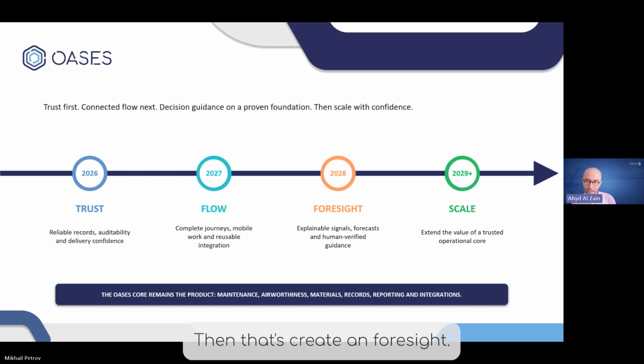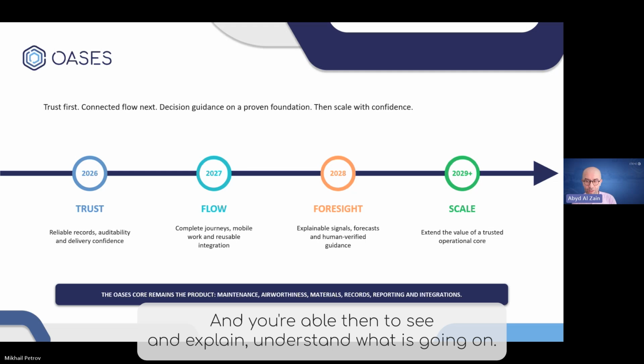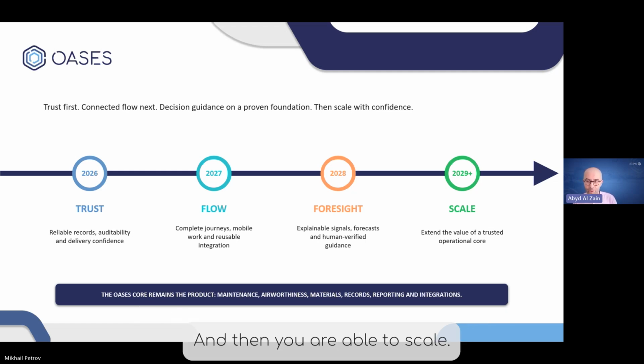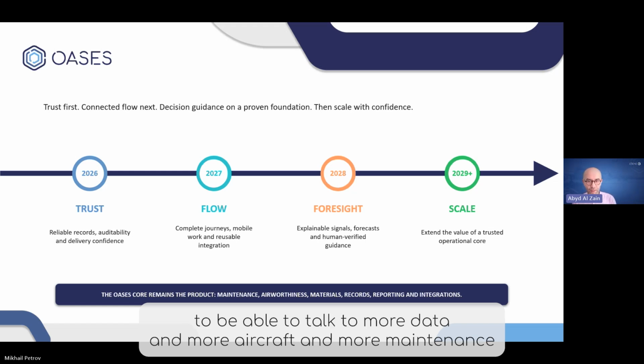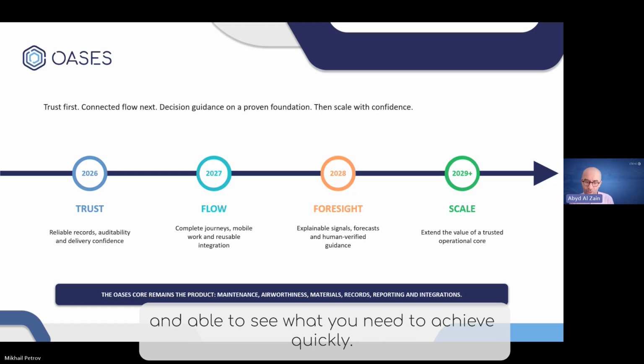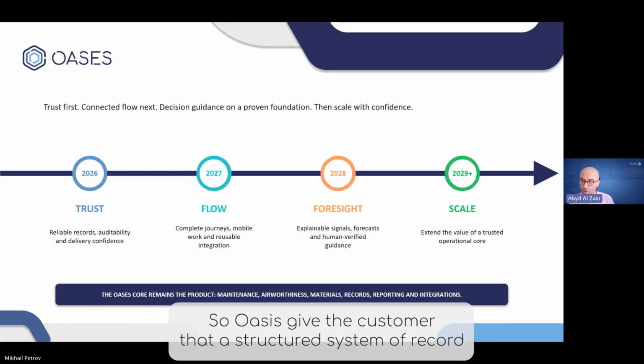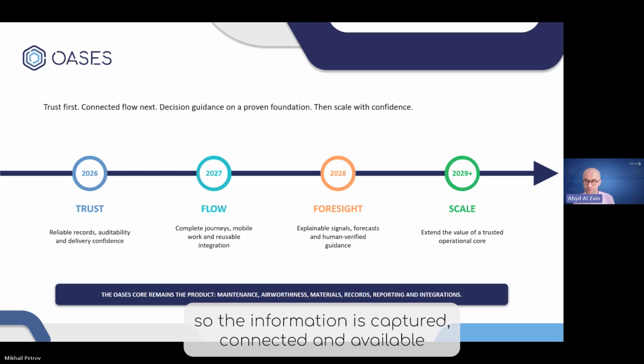Then that creates foresight, and you're able to see, explain, and understand what is going on, and then you're able to scale. And that's where we need to focus on how we can scale that system to be able to talk to more data and more aircraft and more maintenance, and able to see what you need to achieve quickly. So OASES gives the customer that structured system of record, so the information is captured, connected, and available when it's needed.